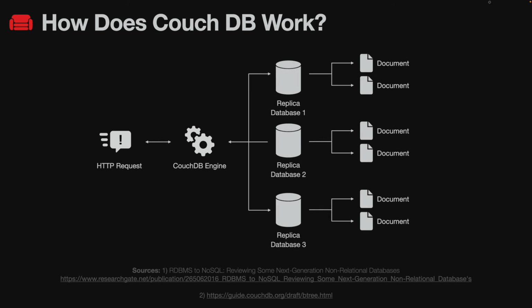How does CouchDB work? The architecture of CouchDB is illustrated here. An HTTP request is written in JavaScript that allows creating ad hoc views made of MapReduce jobs, and these requests are used to create indices and extract data from documents.